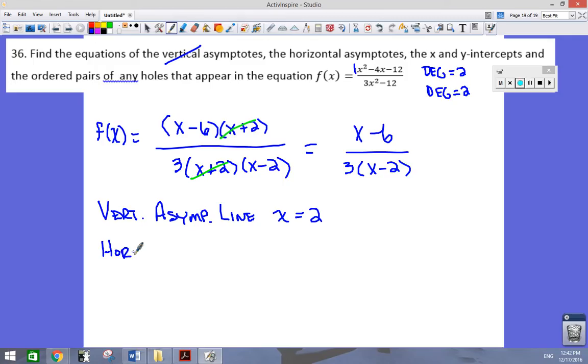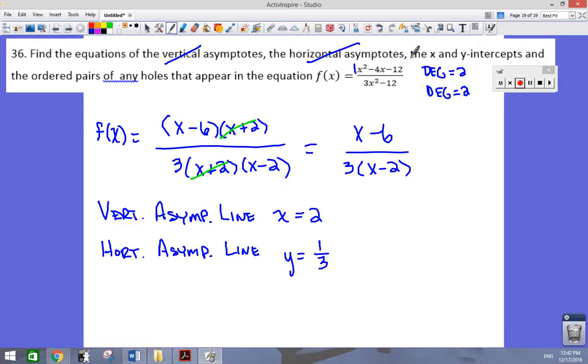So my horizontal asymptote, that's also a line, and I need to write an equation for it, not just a number. Now, vertical lines are x equals, and horizontal lines are y equals, and the ratio is just 1 divided by 3, so it's the line y equals 1/3. So now we've done the horizontal asymptote.